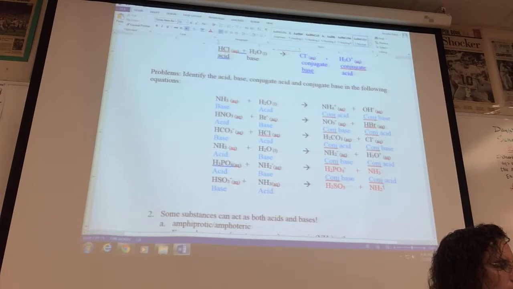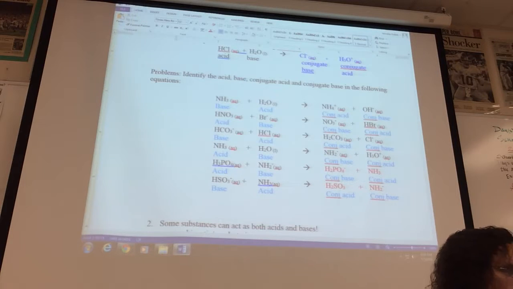This is acting as a base. It accepts the proton from the acid. It forms the conjugate acid. This is sulfurous acid. And the conjugate base. Now, some of you may have come up with a different answer because there is more than one possible answer here.